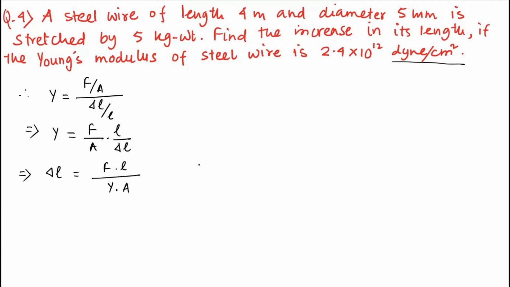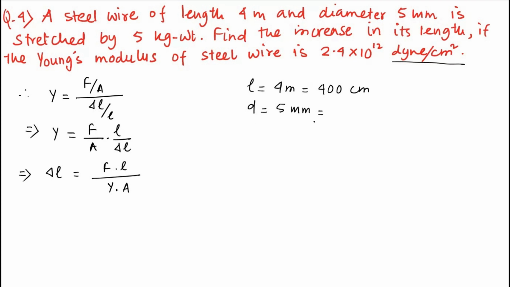Now let's see the given data here. As you can see, the length of this wire is 4 meter. So we have to convert this meter into centimeters. So it will be 400 centimeter. Then we have given the diameter. So D is equal to 5 millimeter.